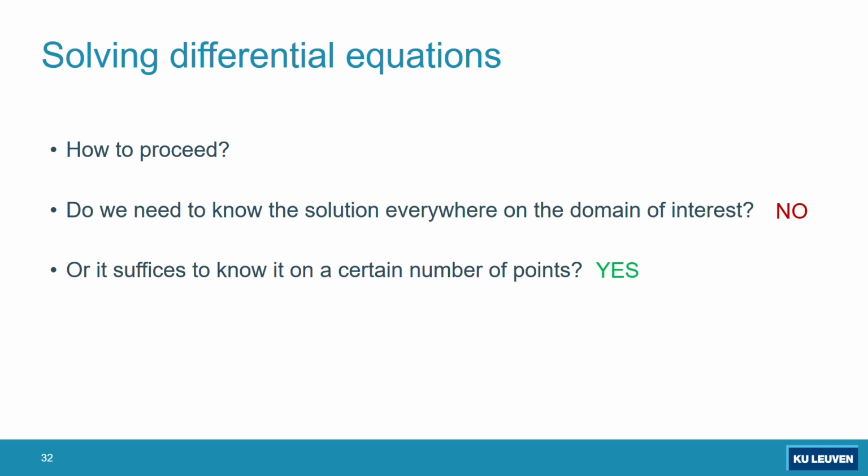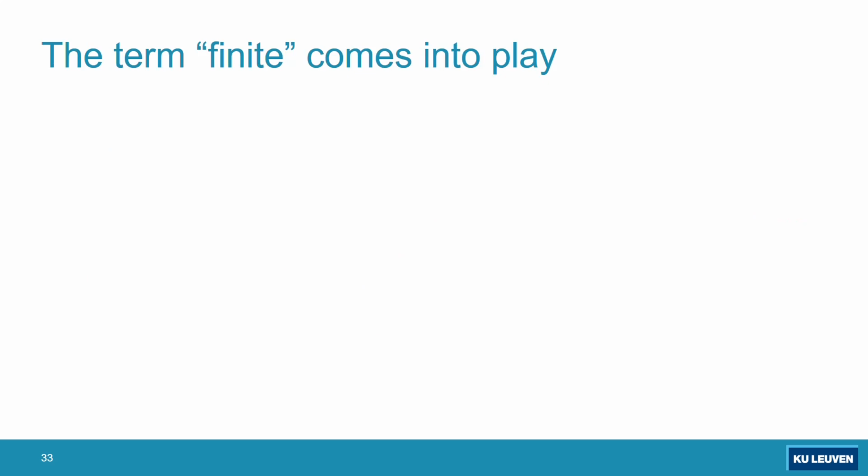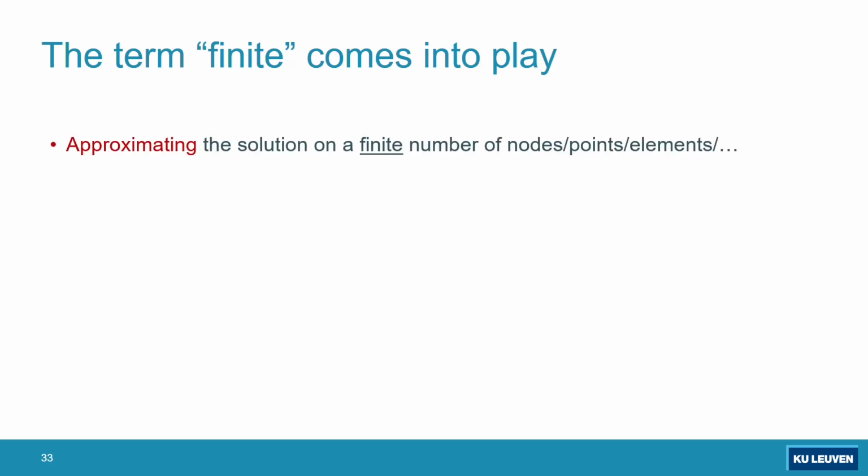But here I want to change a word, paraphrase a word to something else. Instead of certain, I want to use the word finite. And now I think you know where we want to go. The term finite has come into play. And it means, whenever you see it, that we want to approximate the solution of an equation on a finite number of nodes, points, elements, regions, parts, whatever. But that's actually what that means.